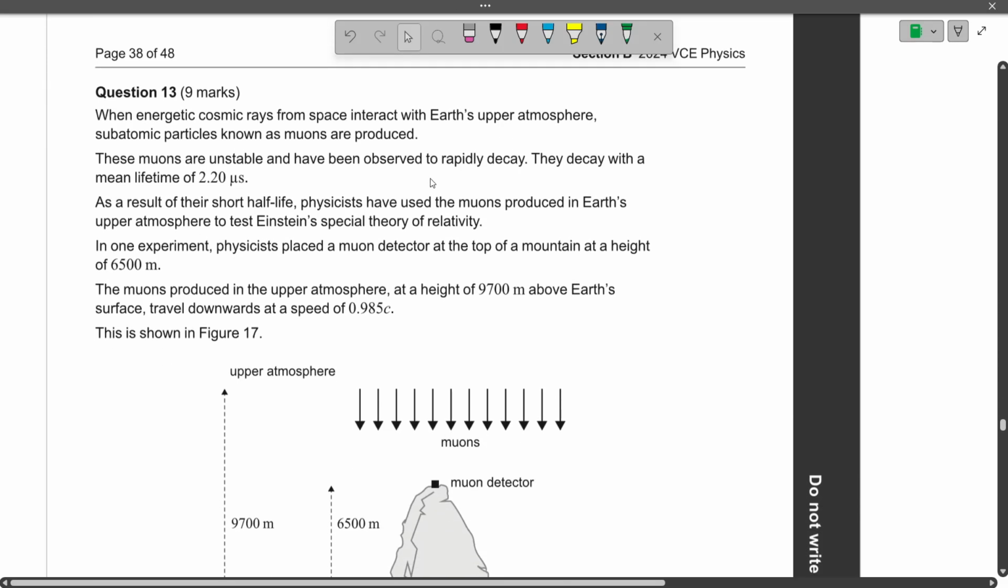Question 13. When energetic cosmic rays from space interact with Earth's upper atmosphere, subatomic particles known as muons are produced. These muons are unstable and have been observed to decay rapidly. They decay with a mean lifetime of 2.2 microseconds. As a result of their short half-life, physicists have used the muons produced in the Earth's upper atmosphere to test Einstein's special theory of relativity. In one experiment, physicists placed a muon detector at the top of a mountain at a height of 6,500 meters. The muons produced in the upper atmosphere at a height of 9,700 meters above the Earth's surface traveled downwards at a speed of 0.985 c. This is shown in figure 17.